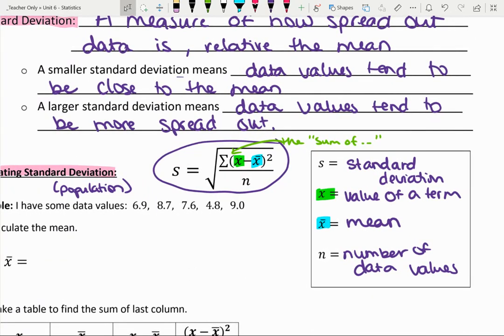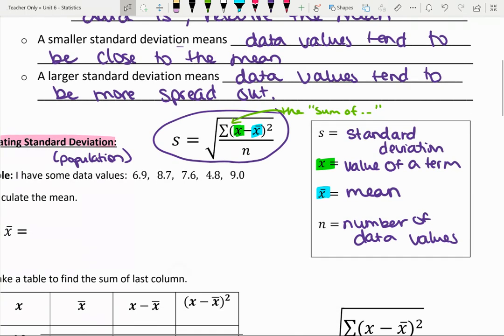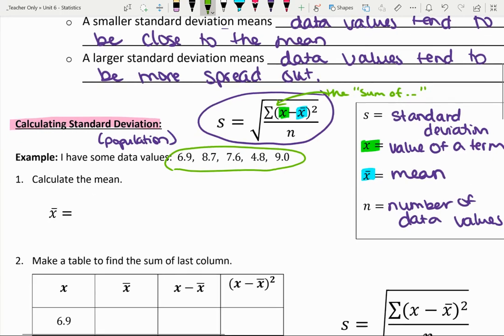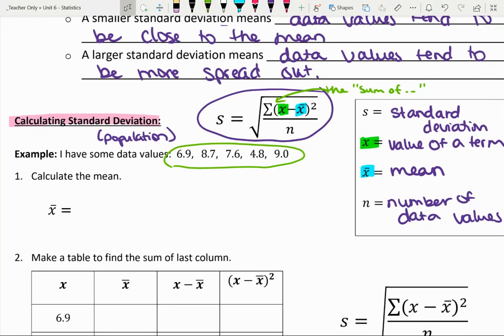So again, you could just take this formula and I could say good luck, but I'm not going to do that to you. We're going to practice how we would actually calculate this and take some steps to make this easier for ourselves. Think back to the quadratic formula, where we could break it down into smaller pieces and it was a little bit easier to use. So, for example, I have 5 data values: 6.9, 8.7, 7.6, 4.8, and 9.0.